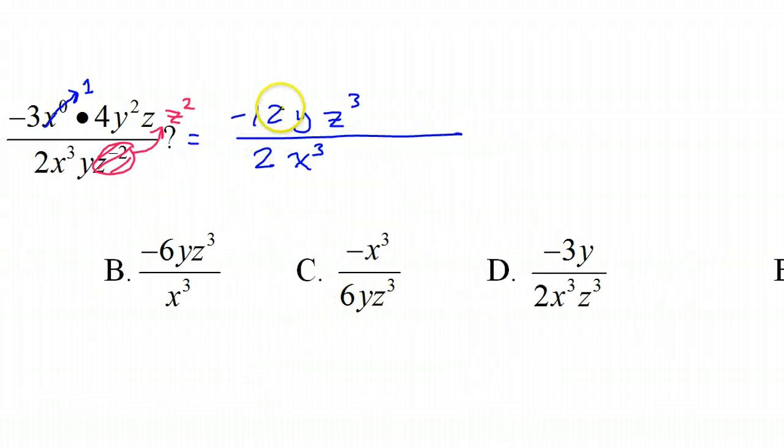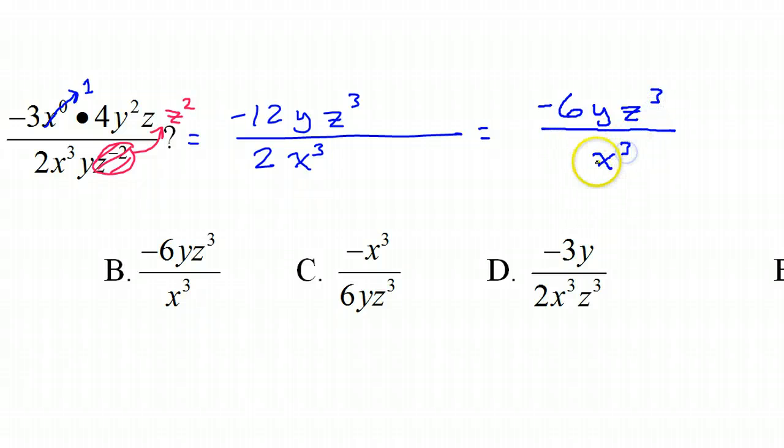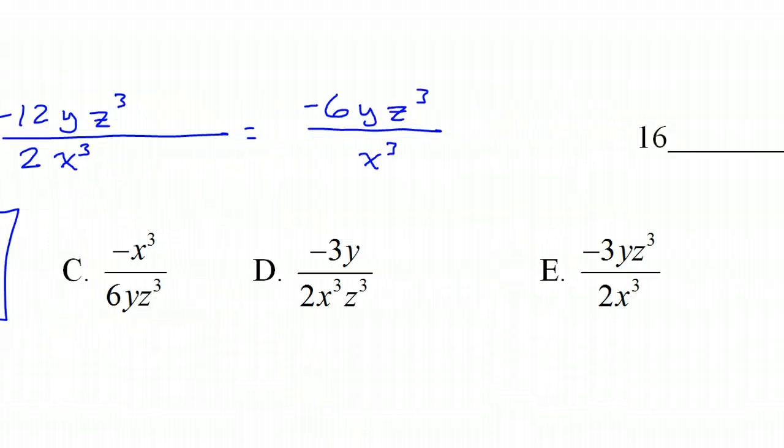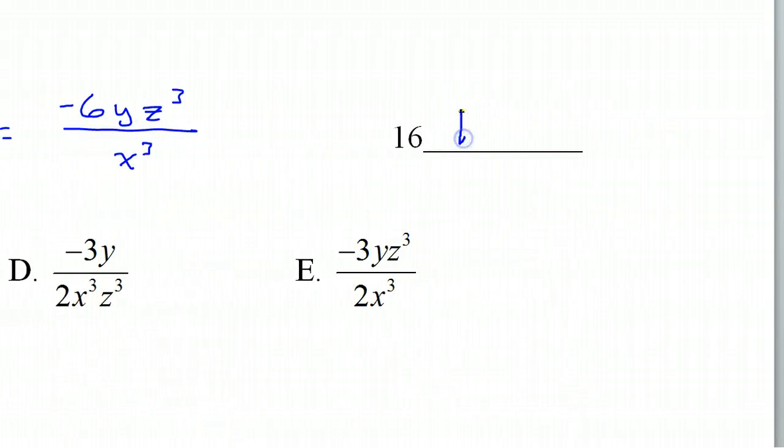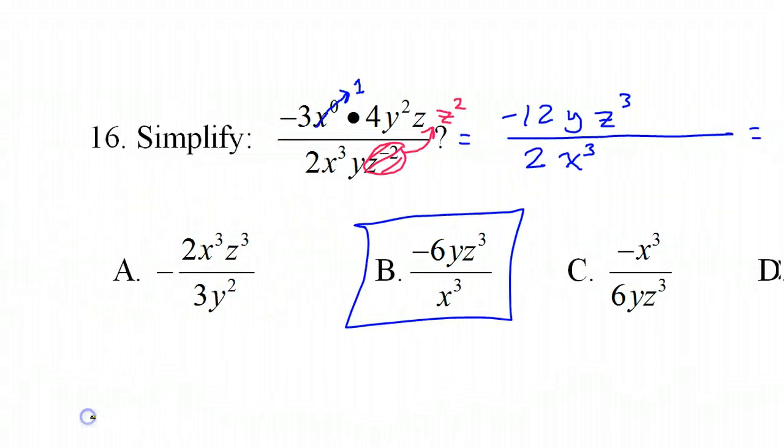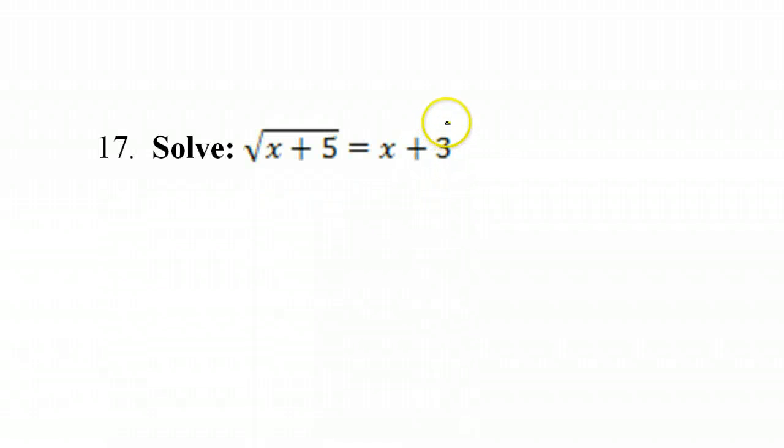Okay, 2 goes into 12 6 times, so that means we're going to have negative 6 y z to the 3rd power over x to the 3rd power. Okay, and there it is, B. Alright, and number 17.